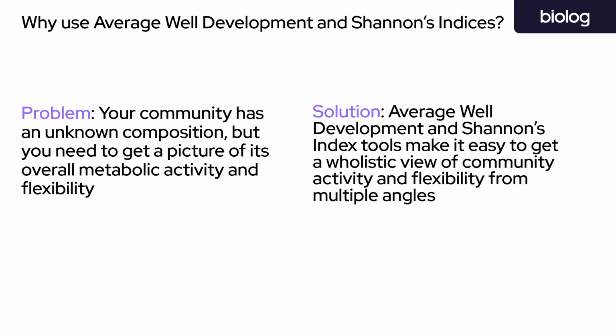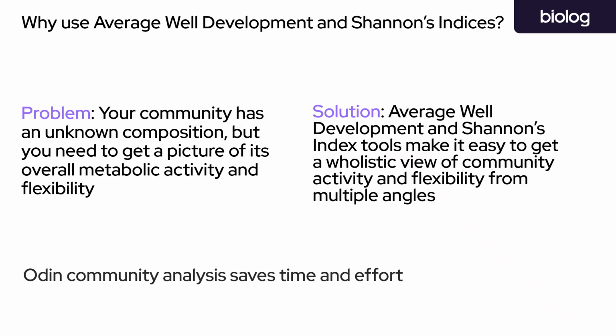Well, with average well development and Shannon's index tools, it's really very easy to get a holistic view of the community flexibility and activity from multiple angles. This saves you the time and effort it would take to separate out all of the constituent microbes without the risk of losing any community-level phenotypes that would otherwise be really easy to miss.